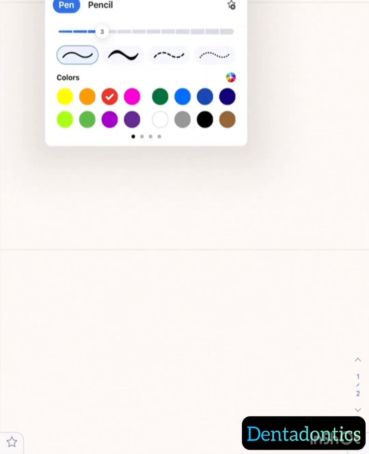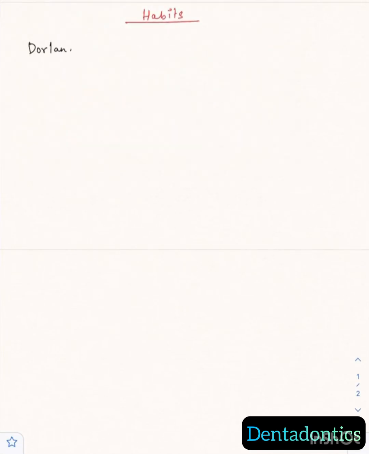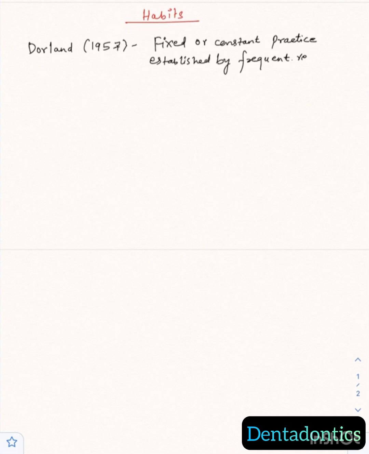Hello friends. So today our topic of discussion is habits. According to Dorland, habit is a fixed or constant practice established by frequent repetition. Many authors have classified the habits into various categories. Today we will be discussing the classification of habit in detail.